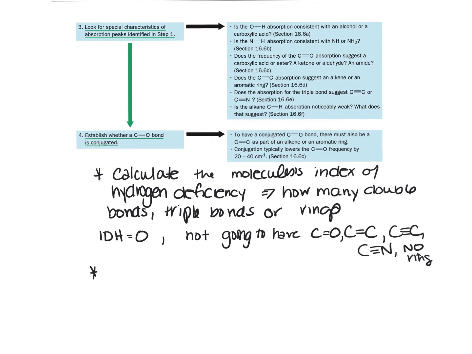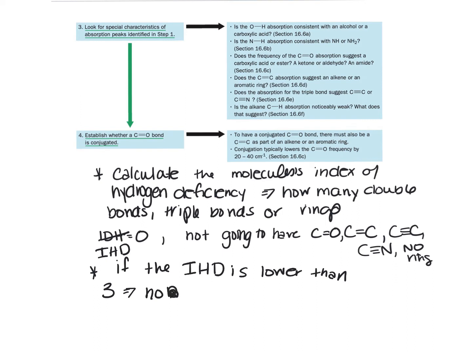Another thing to be aware of, right? I said IDH, it's IHD, index of hydrogen deficiency. Let's fix that there. If the IHD is lower than 3, there will be no benzene ring. Benzene requires an IHD of 4. I did it again, IHD. Right? 1 for each of the bonds, so there are 3 there, and then 1 for the ring.